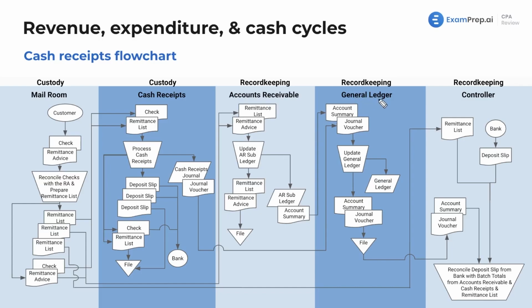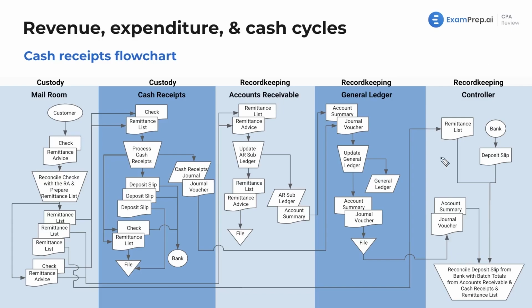Then we get the general ledger, which is just the accounting department. Here is where we're going to deal with updating the accounts, updating the files, updating the general ledger. And then over here, we get to record keeping as well, which is the controller. The controller is going to get that remittance advice, update the remittance list, and essentially do all of the reconciliations. Think of the controller in a company as the head accountant.